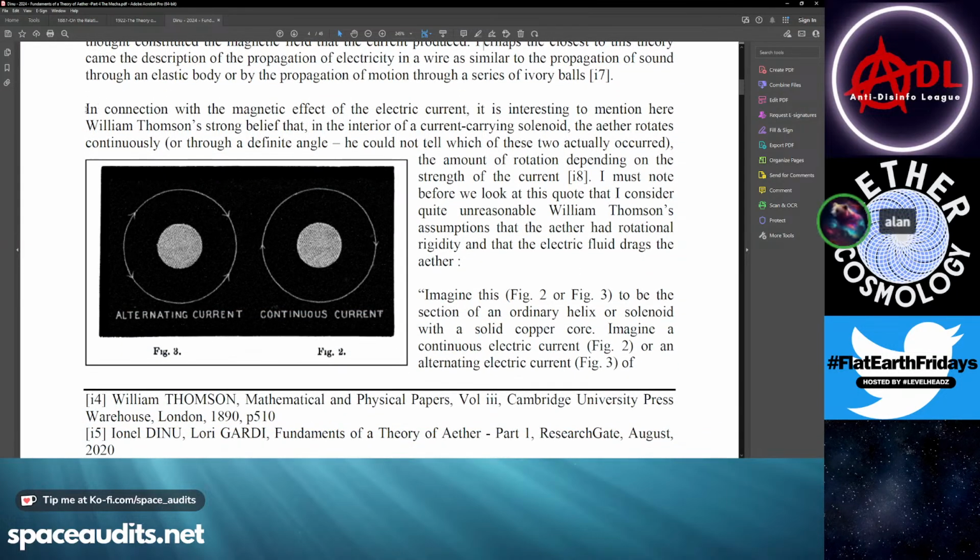So, in connection with the magnetic effect of the electric current, it is interesting to mention here William Thomson's strong belief that in the interior of the current-carrying solenoid, the ether rotates continuously or through a definite angle. He could not tell which of these two actually occurred.